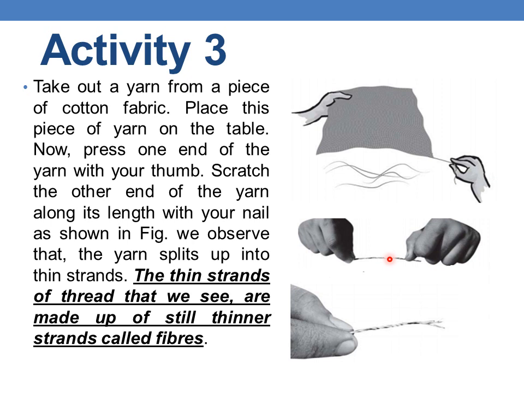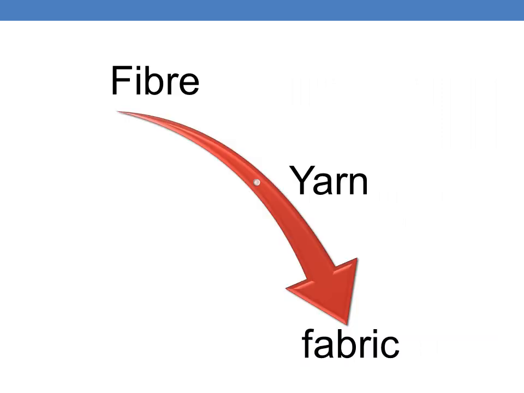You might have observed something similar when you try to thread a needle. Many a time the end of the thread is separated into a few thin strands. This makes it very difficult to pass the thread through the eye of the needle. The thin strands of thread that we see are made up of still thinner strands called fibers. Fabrics are made up of yarns and yarns are further made up of fibers.